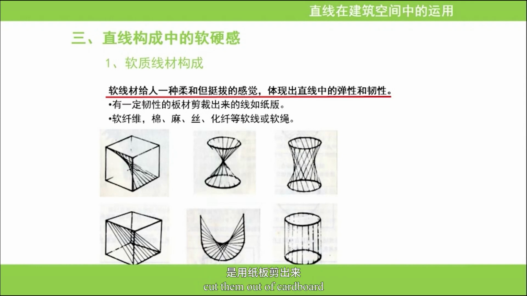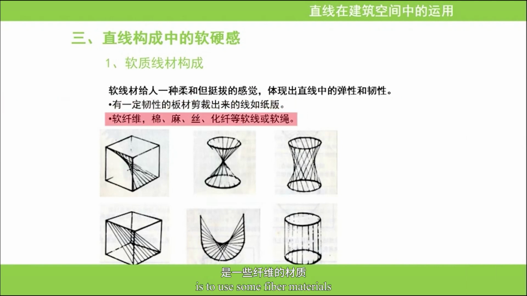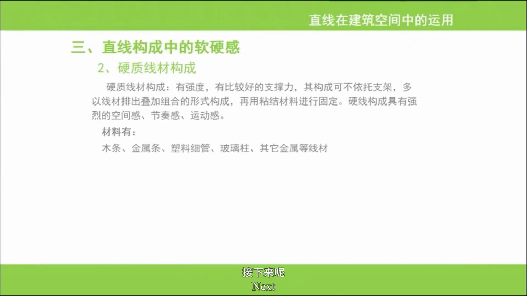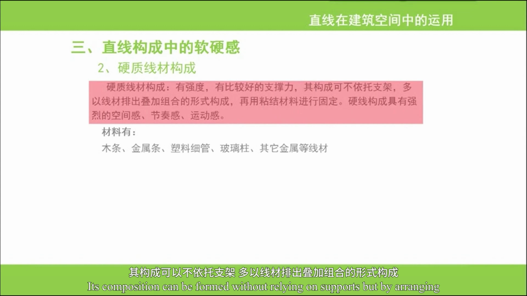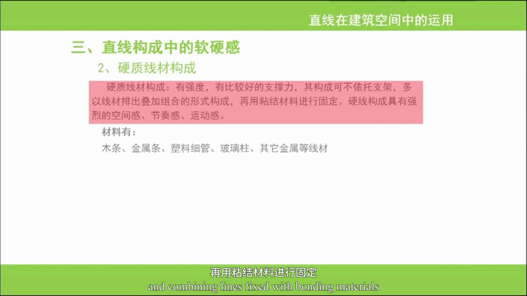One method is to cut them out of cardboard as cardboard lines. The second method is to use some fiber materials such as linen, cotton, silk, and synthetic fibers. Next, we will talk about the hard material of lines. Hard lines give us the feeling that they have strength and good support. Its composition can be formed without relying on supports but by arranging and combining lines fixed with bonding materials. The composition of hard lines has a strong sense of space, rhythm, and dynamics.